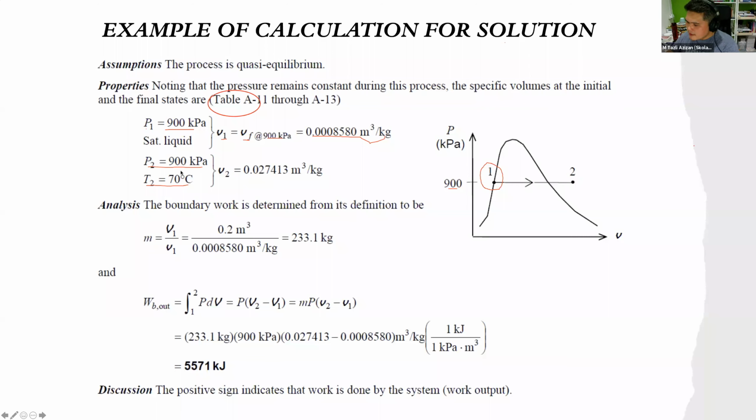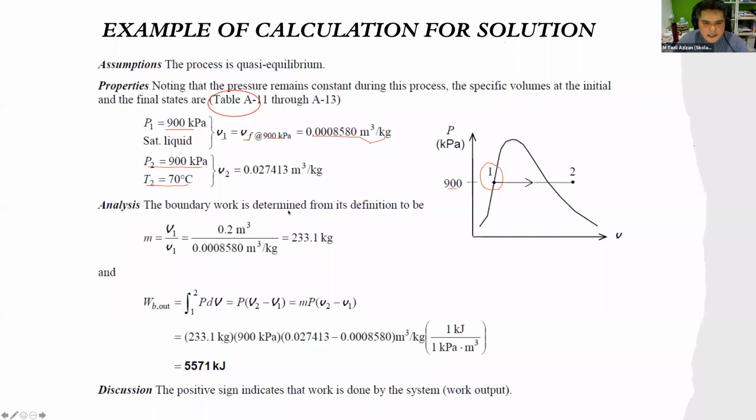Okay. So lepas tu kita kena tengok pula dekat 70 degree Celsius. Okay. And then we go to table A13, because this is superheated refrigerant. You'll be able to see that at temperature 70 degrees and 900 kilopascal, which is 0.9 megapascal, you also obtain some value of v, which is equal to 0.027413. Okay, so this value you get from table A12, and this value you get from table A13. So you got v1 and v2.